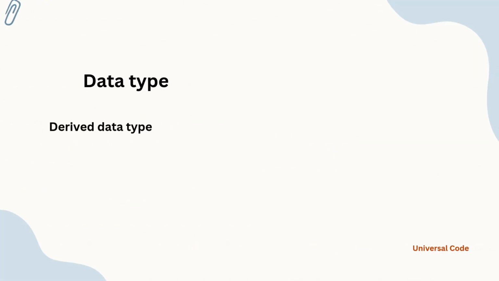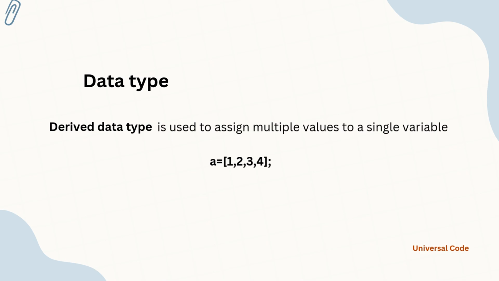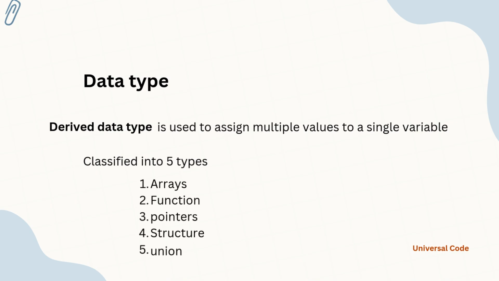Derived data type is used to assign multiple values to a single variable. It is classified into 5 types: arrays, functions, pointers, structure and union. These are advanced features in C. We will discuss these topics individually in their sessions.